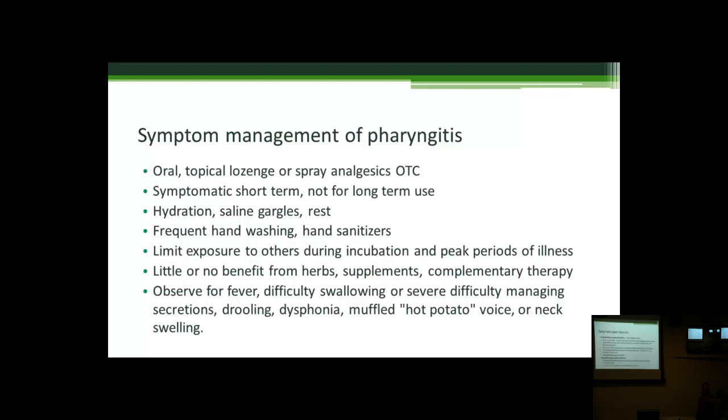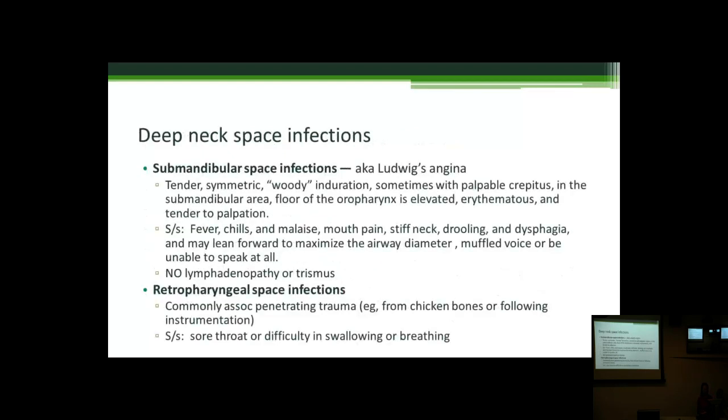Okay, deep neck space infections. Just a few things that may be of pertinence and importance. Submandibular space infections, also called Ludwig's angina. This is a very tender, swollen, inflamed area of the floor of the mouth, where it's so swollen it starts to swell up from underneath the tongue, and could potentially push the tongue up towards the airway and compromise the airway and cause obstruction. It's very serious, and it requires immediate evaluation.